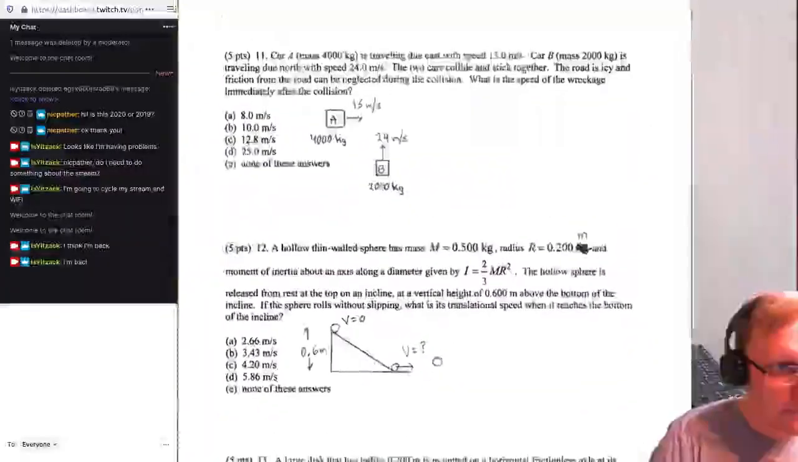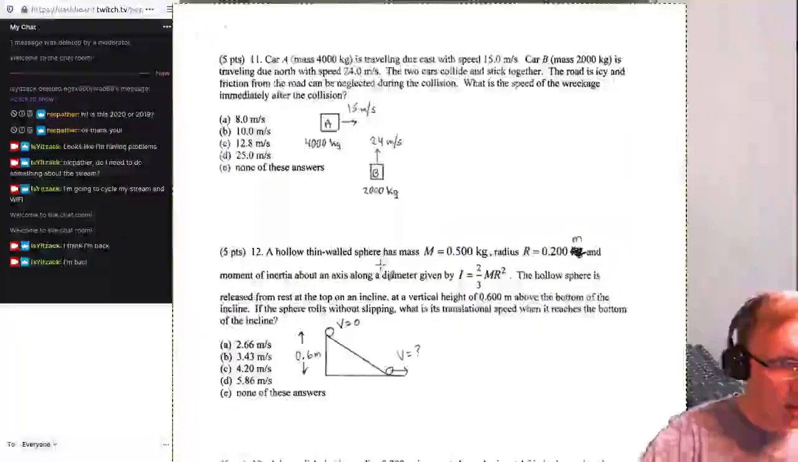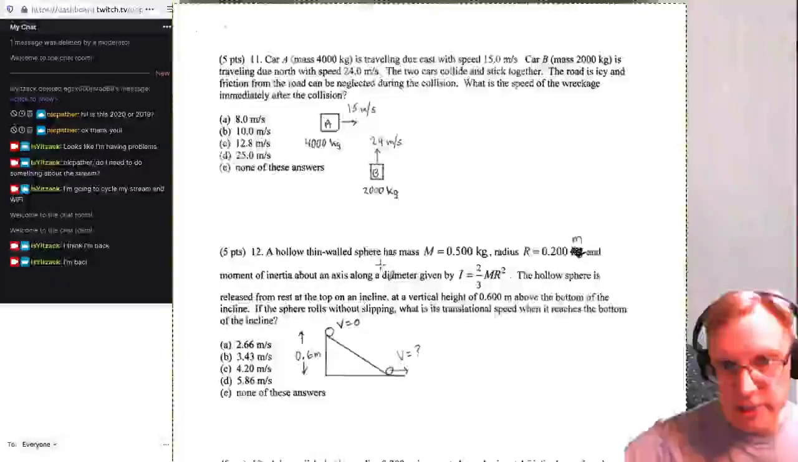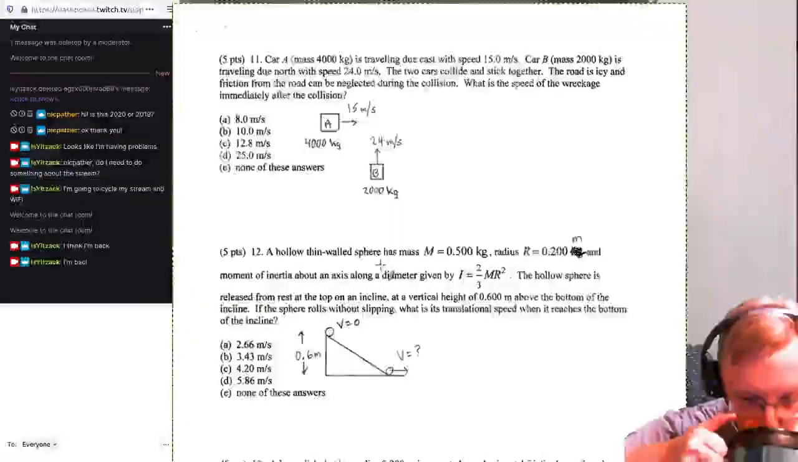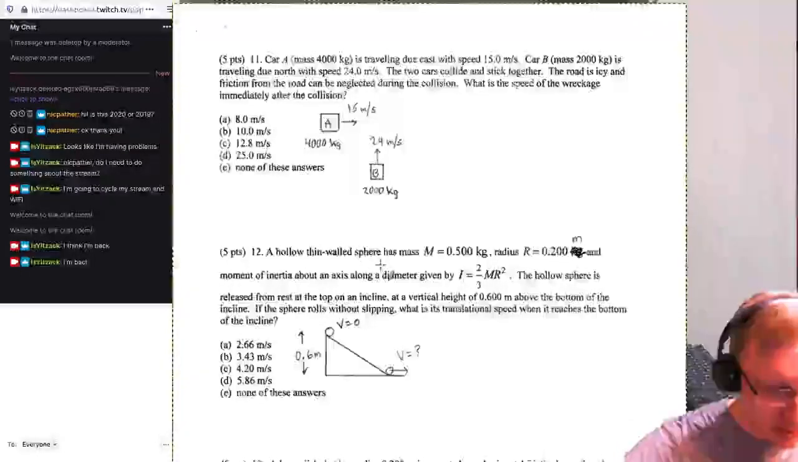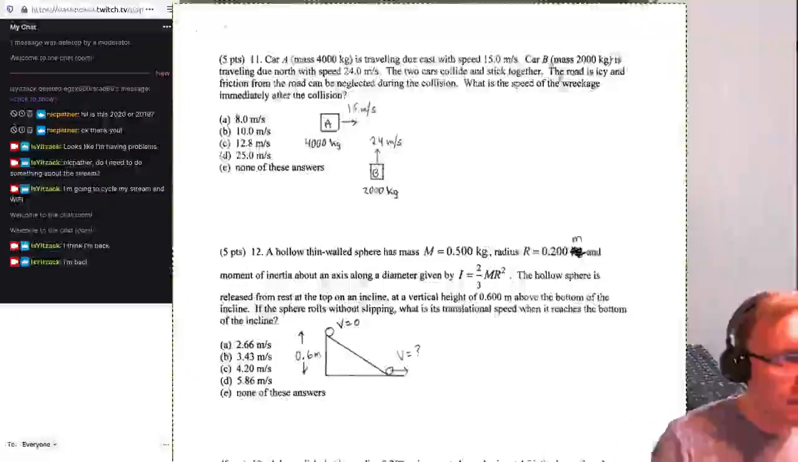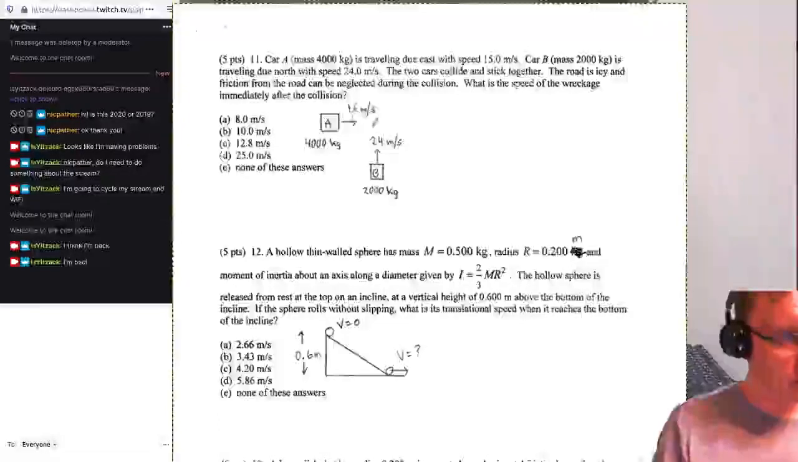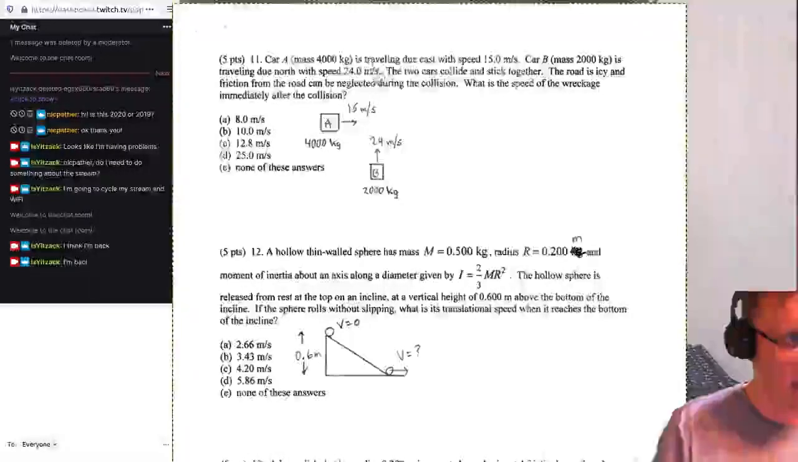Next page. Energy conservation. That is the right tempo now. Car A goes this way, 15 meters per second, 4 metric tons. Traveling due east. But they collide, stick together. Road is icy, friction can be 0. What is the speed of the wreckage immediately after the collision? Alrighty.